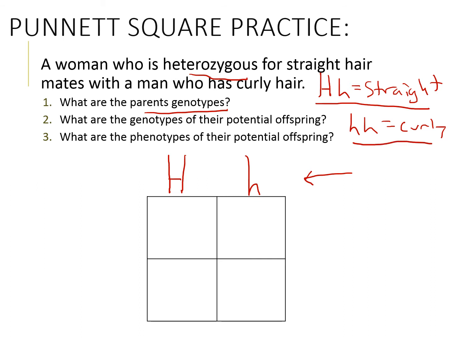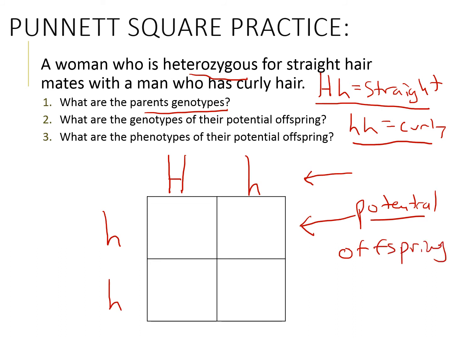Let's consider the other parent. The other parent is a man who has curly hair, so he can only produce one gamete. 50% of the time, he'll produce a little h. 50% of the time, he'll produce another little h. Now, these empty squares here represent potential offspring.